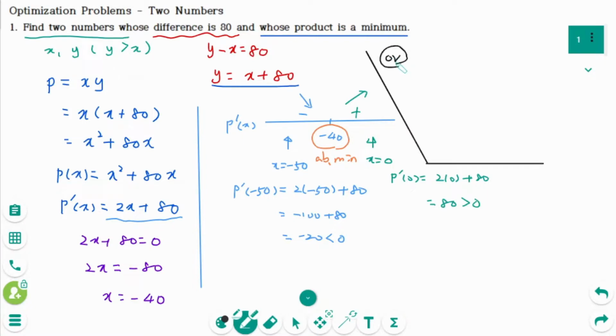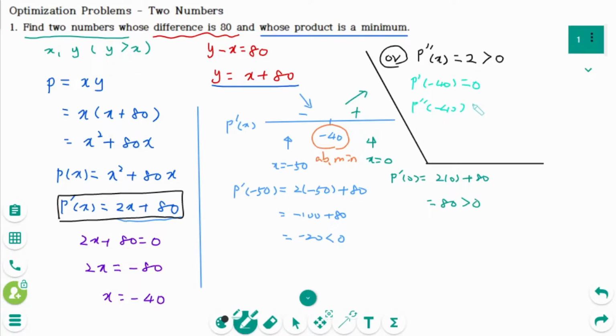Or we can use the second derivative test. P prime of x equals 2x plus 80. Then p second prime of x equals 2, which is always greater than 0. So p prime of minus 40 equals 0. Then p second prime of minus 40 is greater than 0. That means there is an absolute minimum at x equals minus 40.